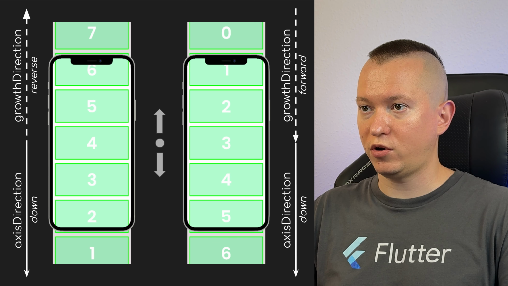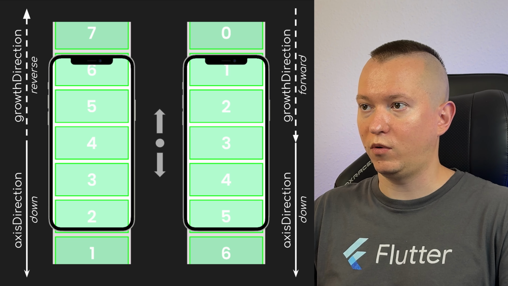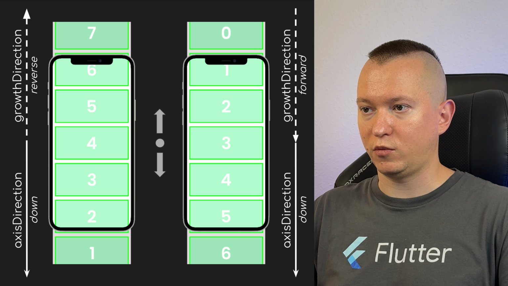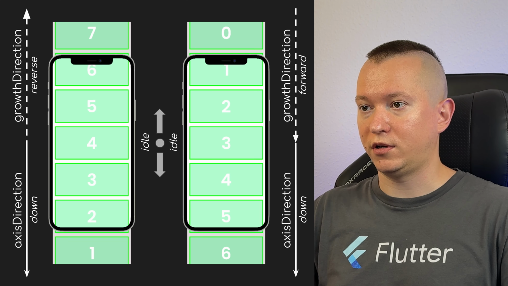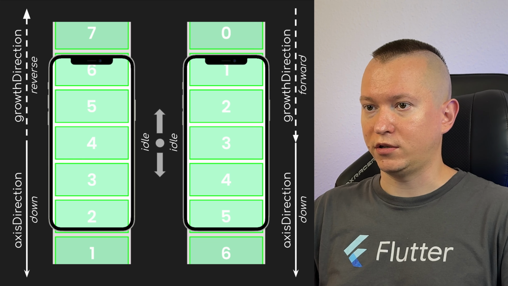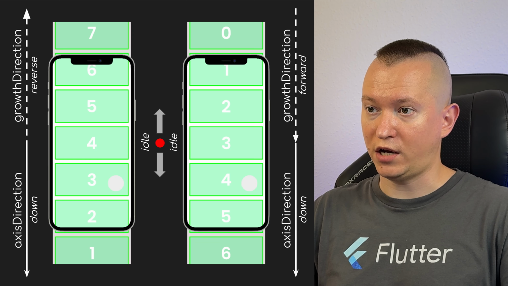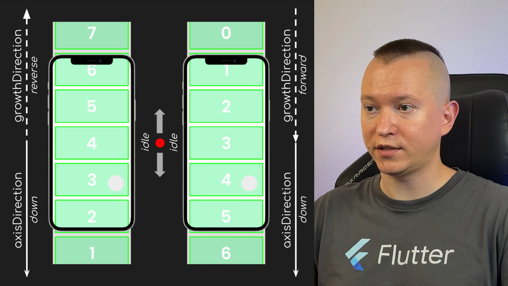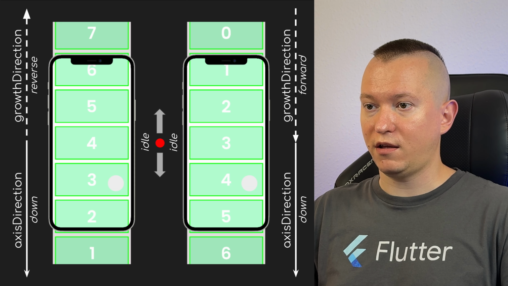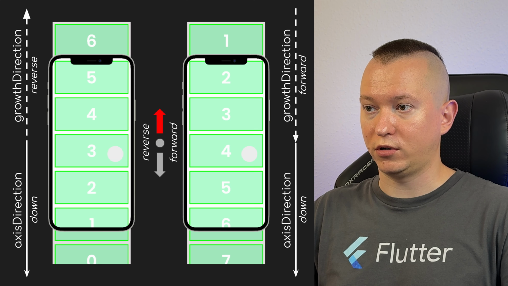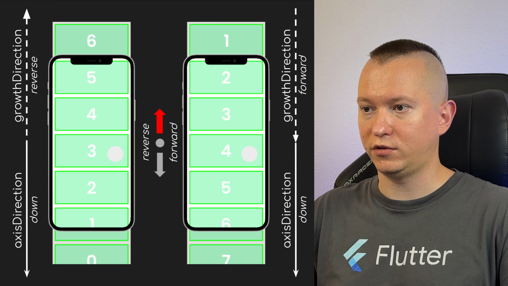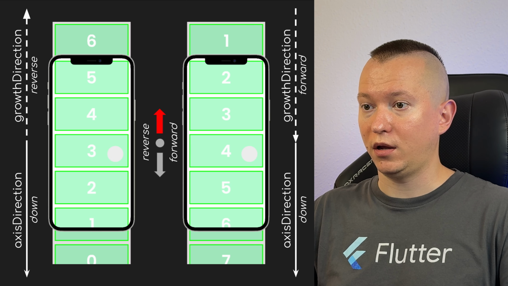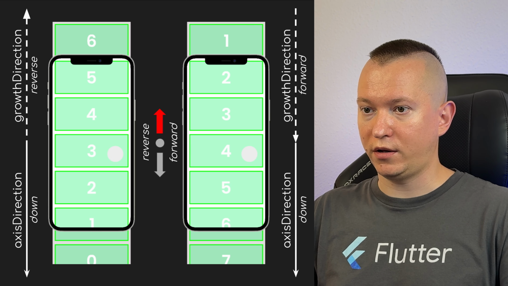To make this clear, I'll show you two examples side by side, both with the vertical main axis pointing down, but with two different growth direction values. If the user isn't interacting with the screen at all, then the user scroll direction is set to idle. And even if the user touched the screen but doesn't move their finger, for example just holding still, the direction remains idle as well. Now let's say that the user starts dragging their finger upward. At this point, the user scroll direction values diverge between our two cases. In one configuration it becomes forward, in the other it becomes reverse, all depending on the growth direction.